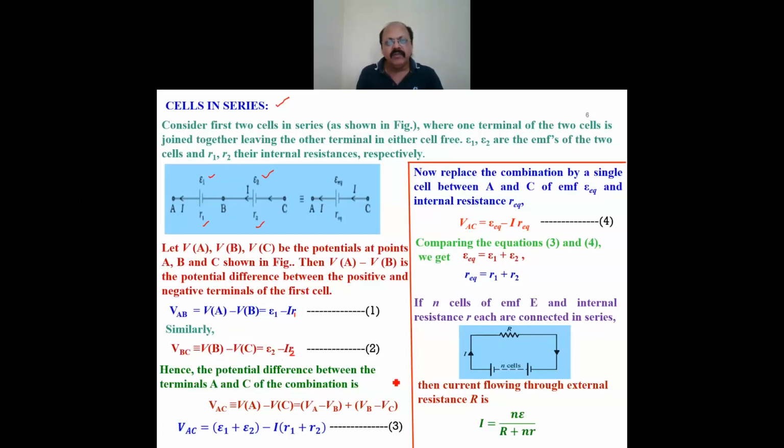So from equations 1 and 2, substitute these values and rearrange it. Then what you will get? VAC equal to (E1 plus E2) minus I, you take common, and within the bracket is (R1 plus R2).